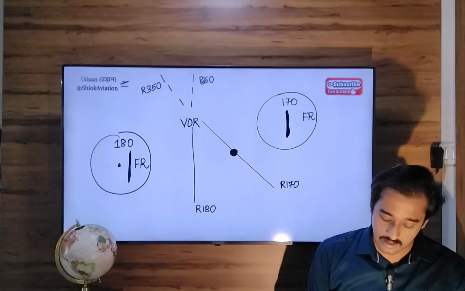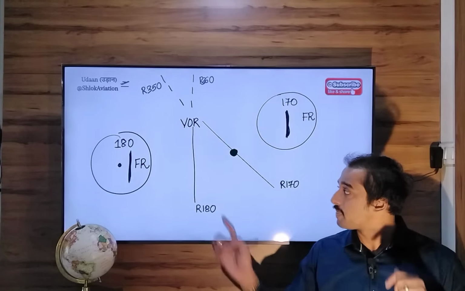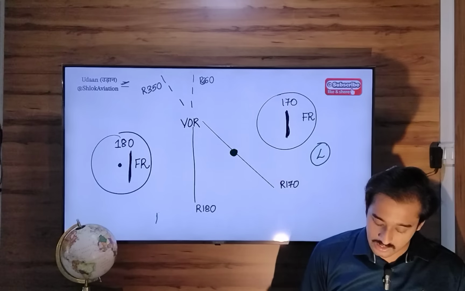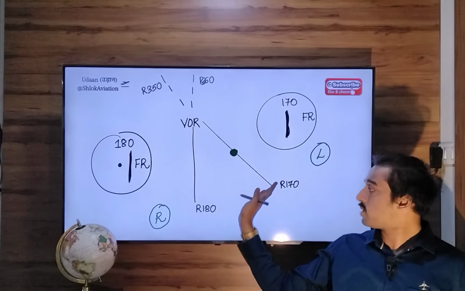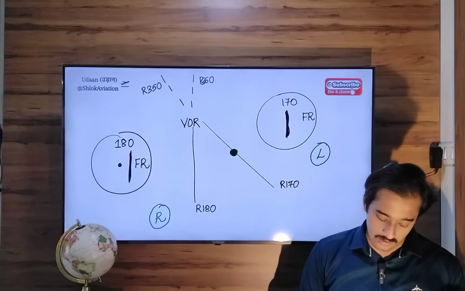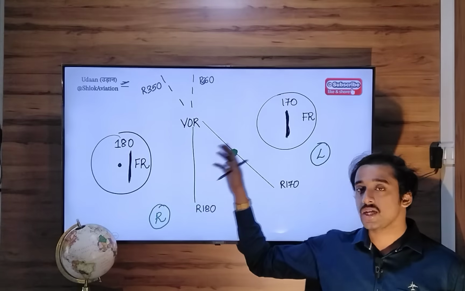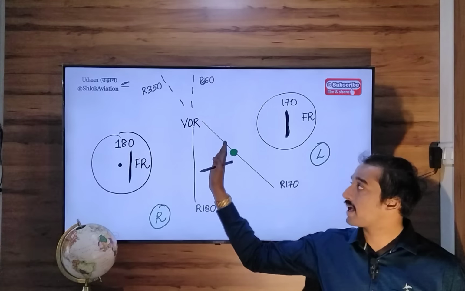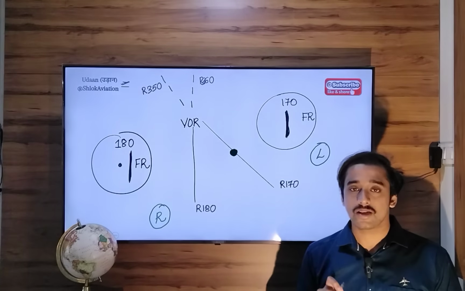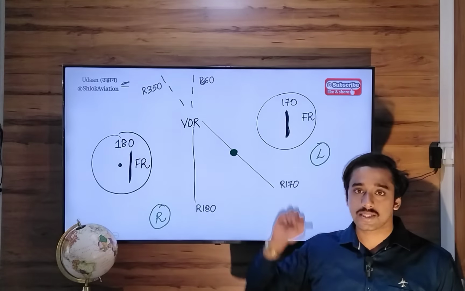Why right hand side? Because radials take you away from the VOR station. Now going outbound, this is your left hand side, this is your right hand side. So 180 is to the right of 170. The CDI indicator doesn't know the heading of the aircraft, whether it is flying inbound towards the VOR with the current heading. It only registers the selection that we have made in the OBS selector.